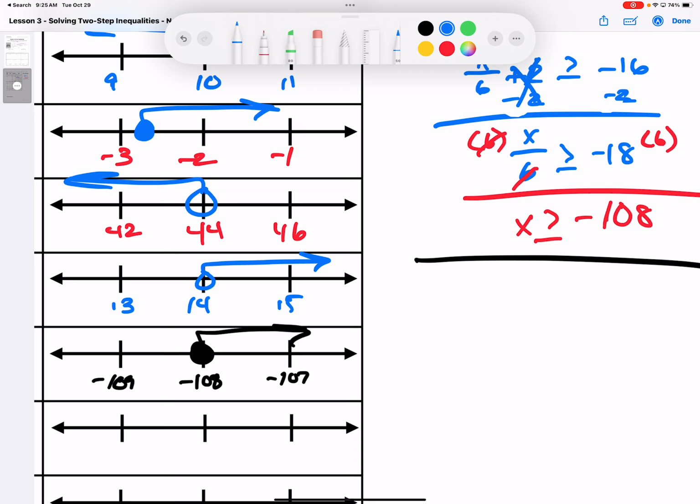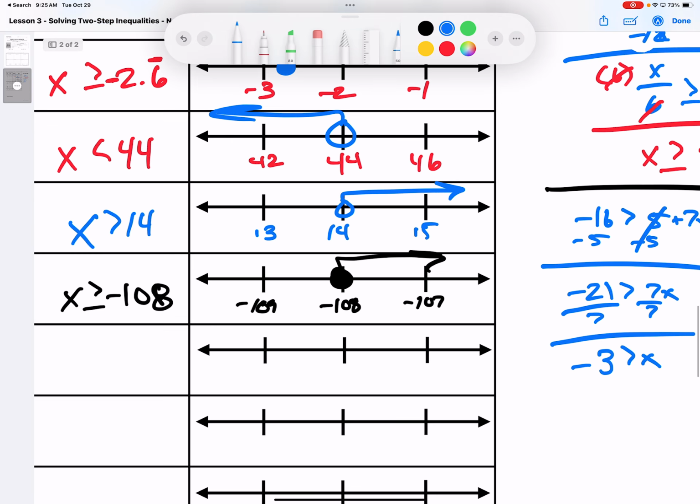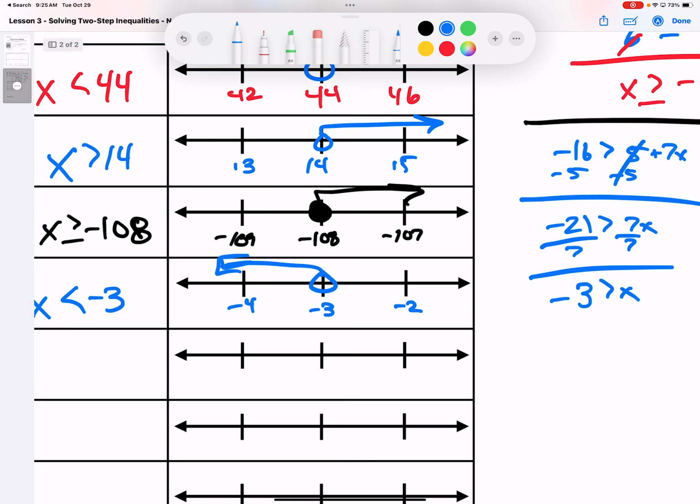7, -16 greater than 5 plus 7x. Subtract 5 from both sides. You're going to get -21 greater than 7x. Divide by 7, and you're going to get -3 is greater than x. All I did was flip that there. It's going to be an open dot. And it is less than, so it's going to go to the left.